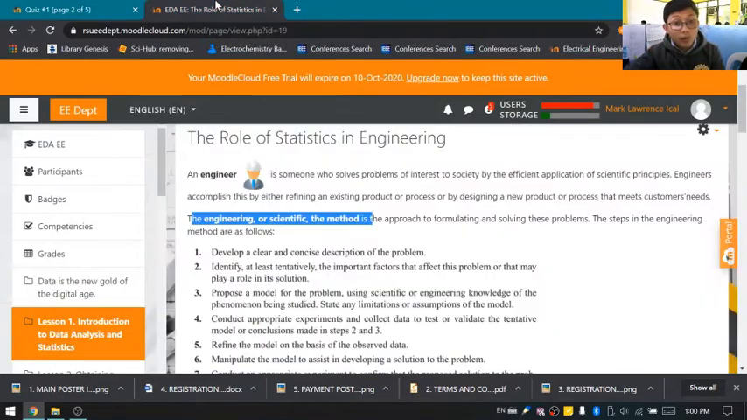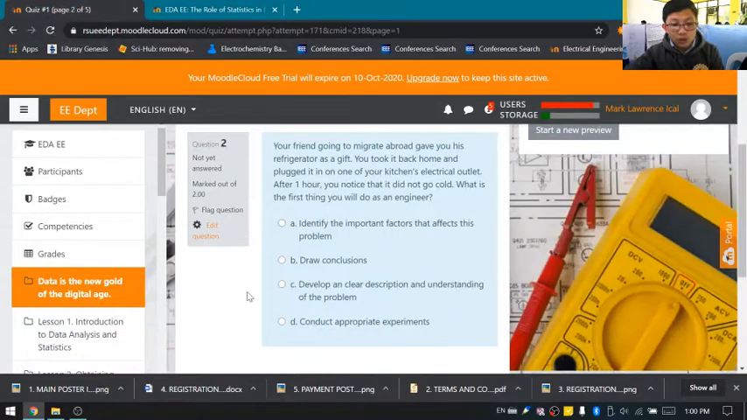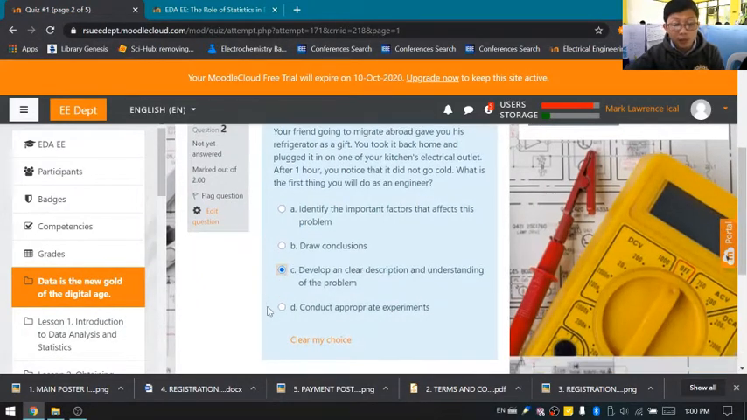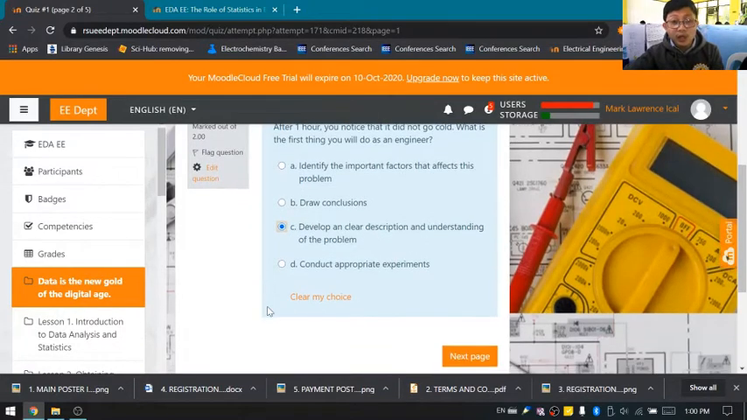So you start with the problem, and then you identify the factors or the things that affect the problem, that cause the problem. That's part 2. So the answer here is to develop a clear description and understanding of the problem, because that's the first thing you need to do. Again, you have to understand first the problem. You have to know the problem first.